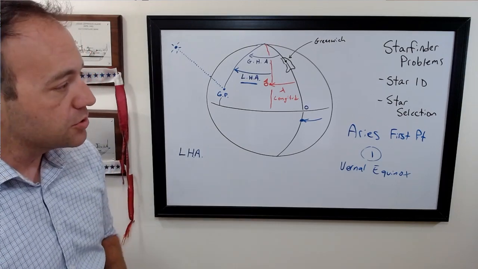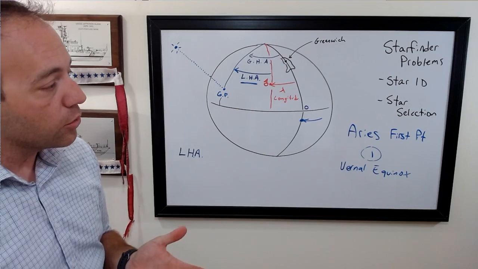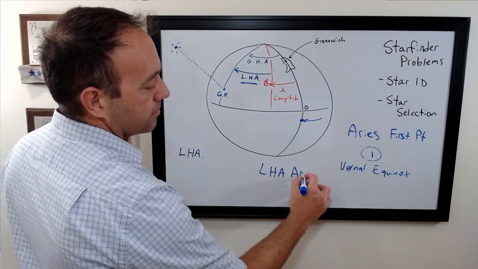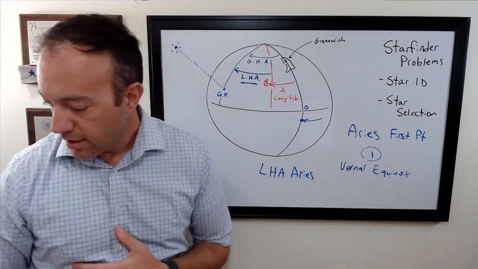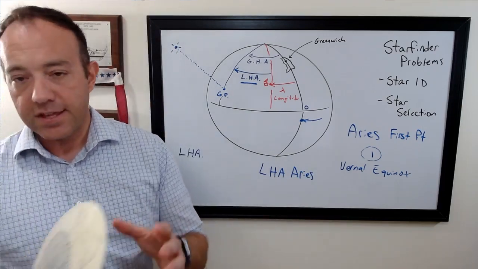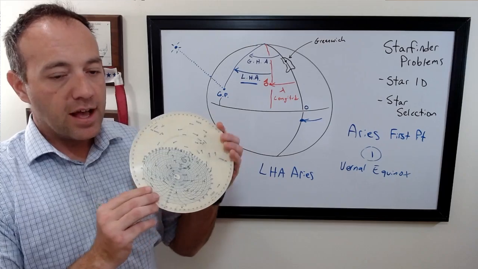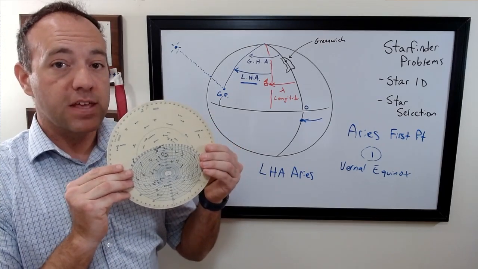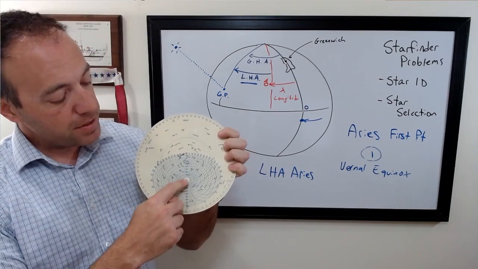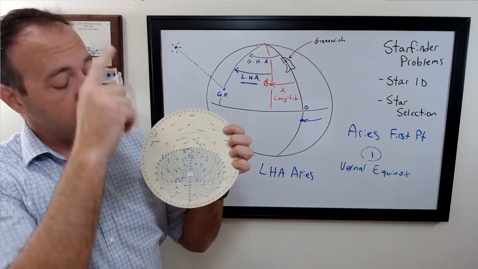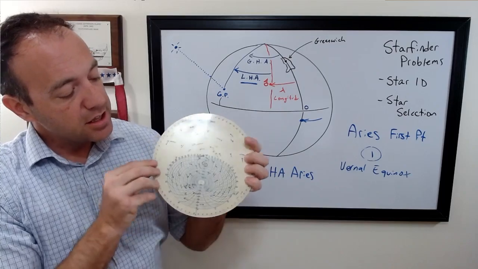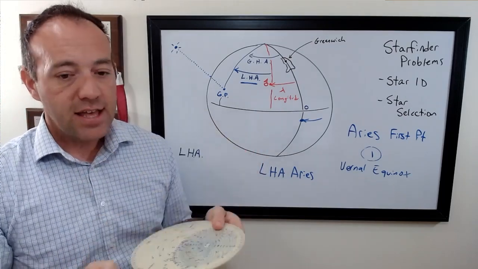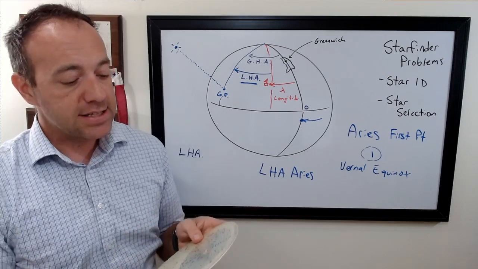So if we want to use the Starfinder, what we do is we calculate the LHA of Aries. That allows us to set up this device in such a way that we can accurately represent where we are in the sky. When we set this up, the middle is going to be right overhead and the edge is going to be the horizon. So we need to spin it around to accurately represent what's going on for us, and the only input that we need is the LHA of Aries.